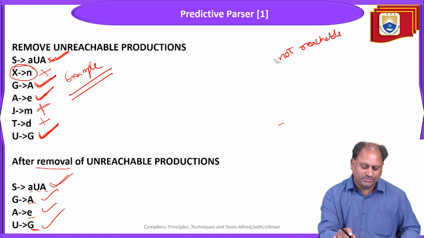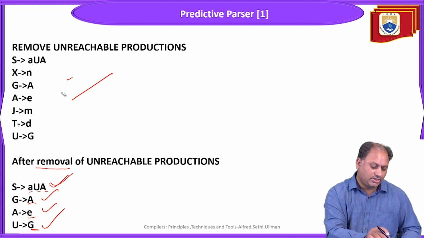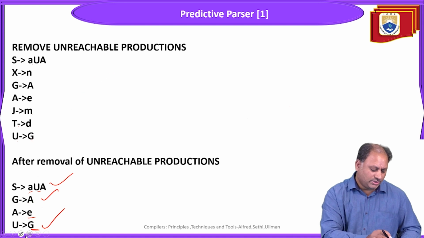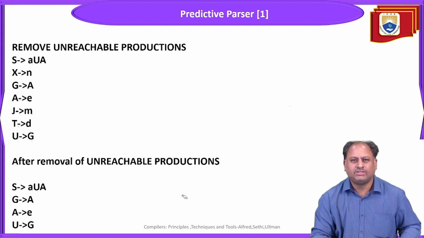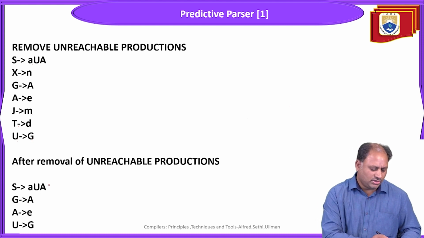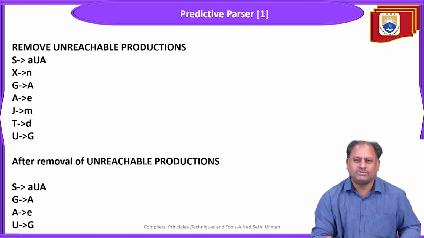Not only this grammar, for any given grammar to execute the predictive parsing program, the first and foremost step is to verify whether the given grammar satisfies the reachability of the productions or not. If there are any unreachable productions, then we carefully observe, remove them, and start with the list of productions. After removal of unreachable productions, we get this type of notation.